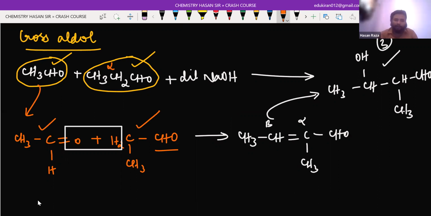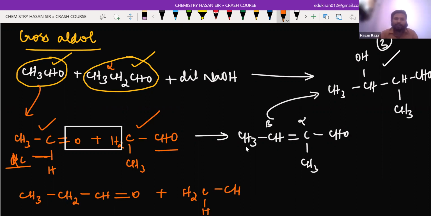The way I'm going to write it, see, this will be the scenario, double bond O, and you are going to see, this will be your alpha carbon, alpha hydrogen is there. So I'm going to write it like this, the ethanal part. And after this, you are going to remove this water.